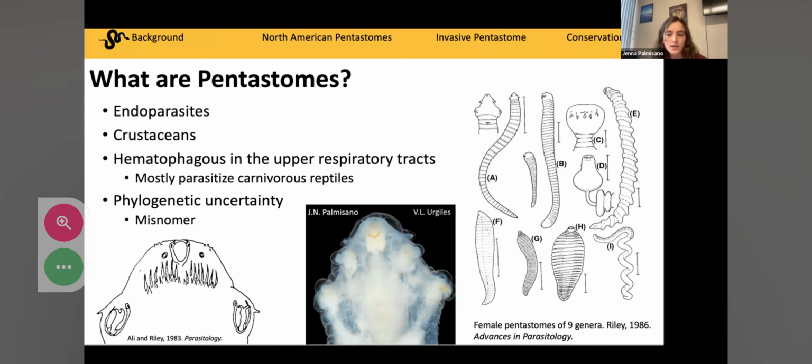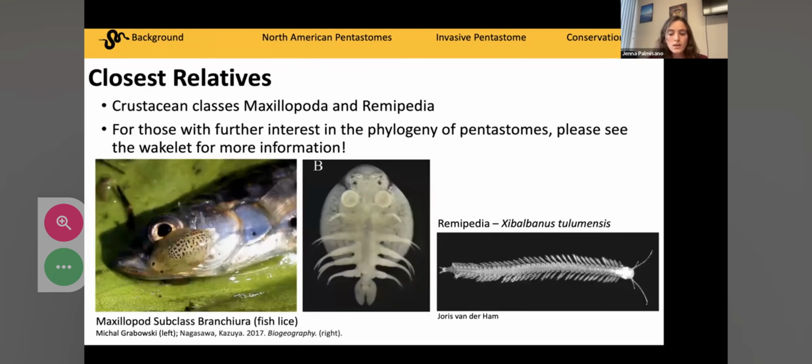Much of their taxonomy in the past has been confusing, with strictly morphological and developmental characters studied prior to the molecular tools that we now have. But with those tools, we now understand them as a class of crustaceans. So this class of crustaceans is most closely related to maxillopods, which includes Branchiura, which are fish lice pictured here on the bottom left, and remipedes, which are tiny free-living venomous crustaceans.